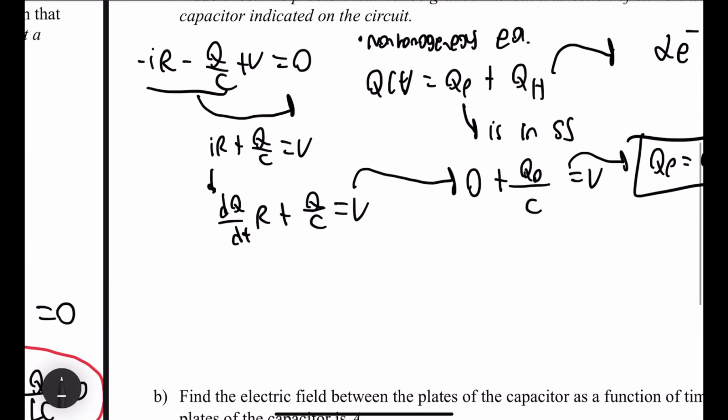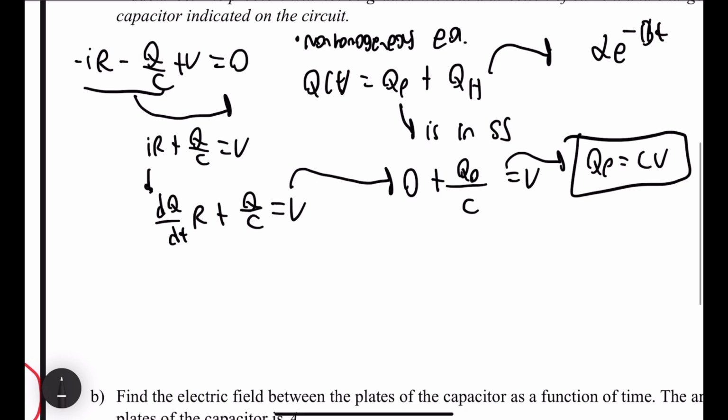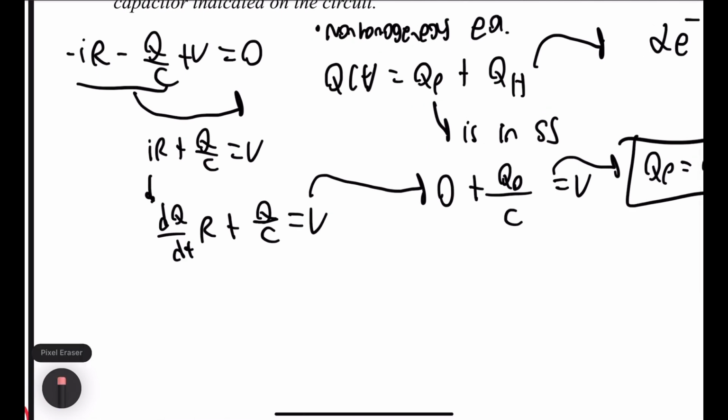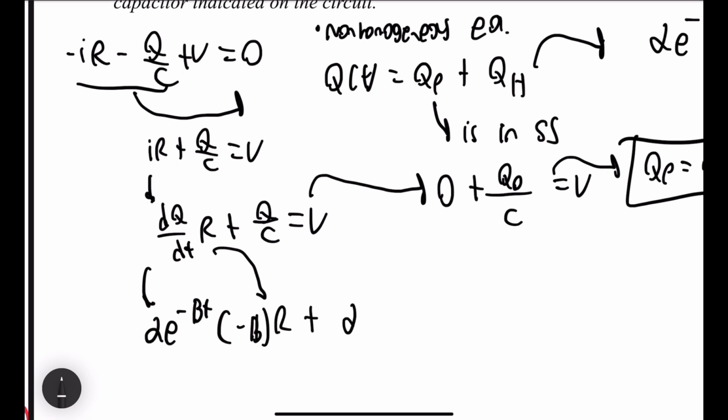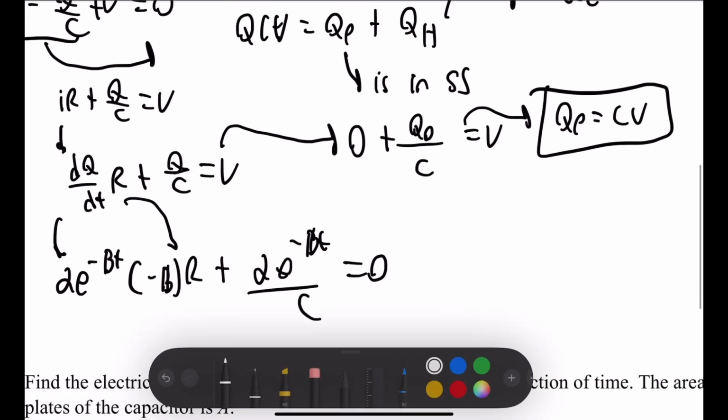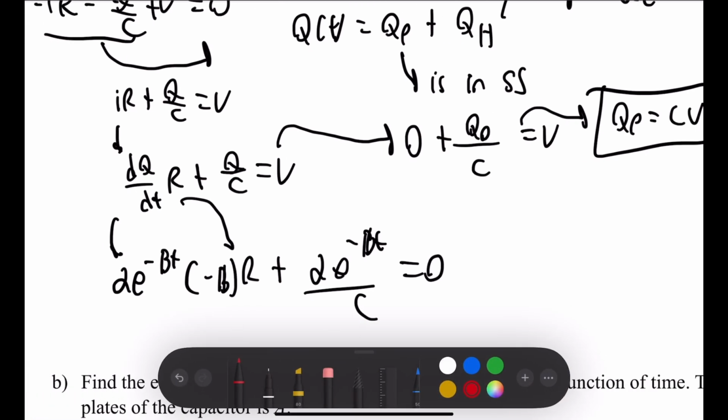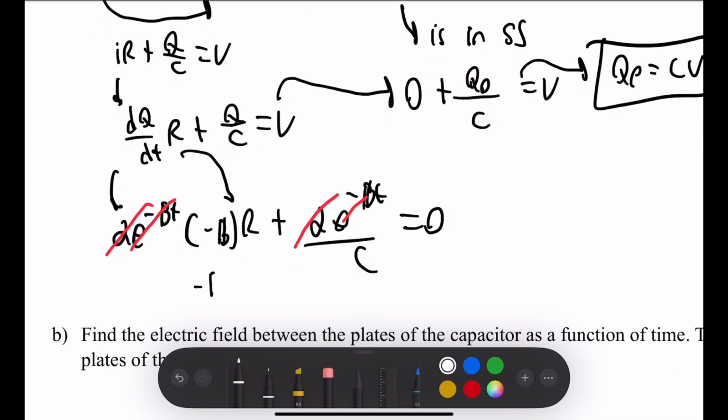So then, wherever I see Q, I'm going to plug it in. So the derivative of alpha e to the negative beta t is going to be alpha e to the negative beta t times chain rule, which is negative beta, times the R, plus alpha e to the negative beta t over C. And this is equal to 0 because we're saying it's homogeneous. Homogeneous means equal to 0. And in this part, you always solve for beta. So I divide by e to the negative beta t, divide by alpha. I get negative beta R is equal to negative 1 over C, or beta is equal to 1 over RC.